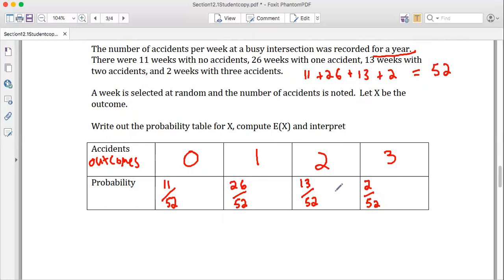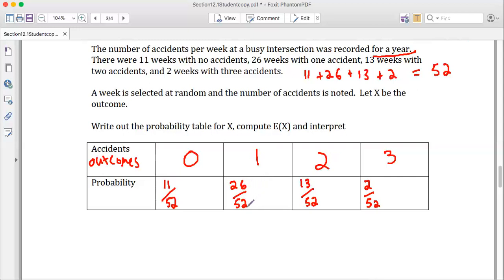So now we have our probability table filled out. We have the different outcomes, which are the number of accidents that were recorded, and then the probability, which was the frequency divided by the total number of weeks. To make it a bit easier to compute here, I'm going to turn these into decimals, just to make the computation a bit nicer for expected value.